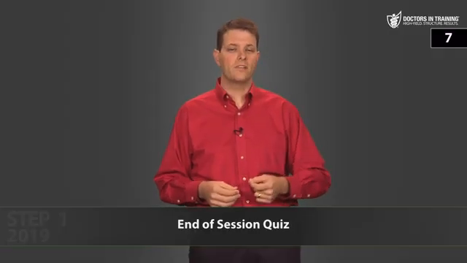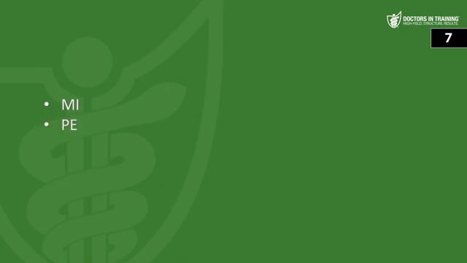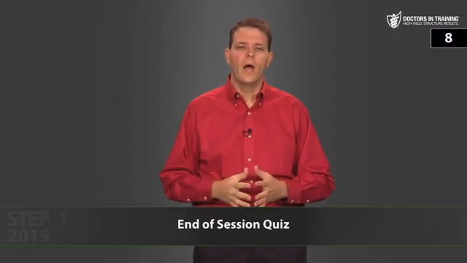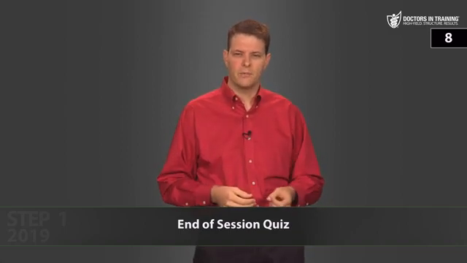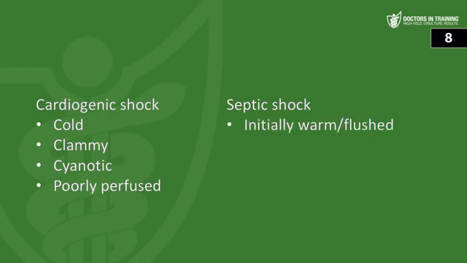Next, what are some of the causes of cardiogenic shock? So we talked about MI, PE, CHF, certain arrhythmias, cardiac tamponade, tension pneumothorax, and cardiac contusion. And the last one, how is the skin of a patient different in cardiogenic shock compared to septic shock? So in cardiogenic shock, the skin is typically cold, clammy, cyanotic, and poorly perfused. In septic shock, the skin is initially warm and flushed because of peripheral vasodilation, which is the main driving force in septic shock.